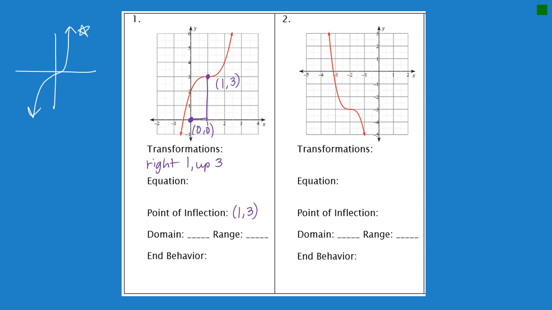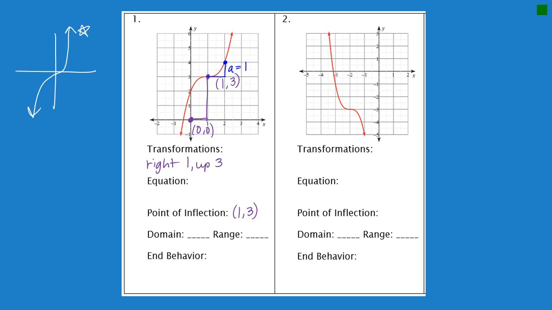So that means it is not reflected. And then to find that a number, we're going to do the same thing that we did with quadratics, where we're going to go from the point of inflection, we're going to go right 1 and then up however many it takes us to get to the graph. So this tells me that my a value is 1. Which is not different from the parent function. That means we don't have to list it in our transformations.